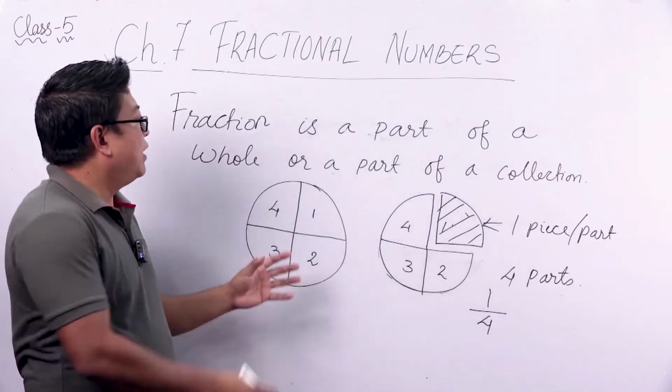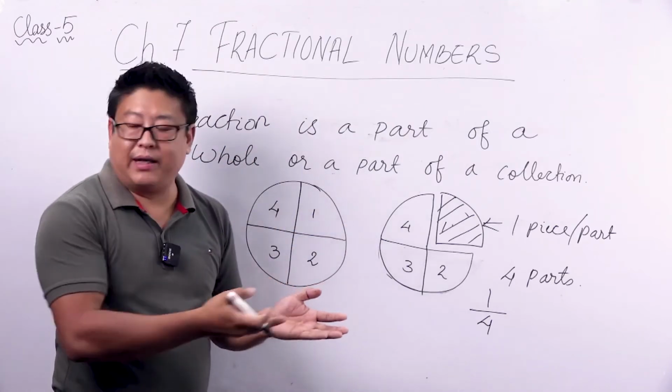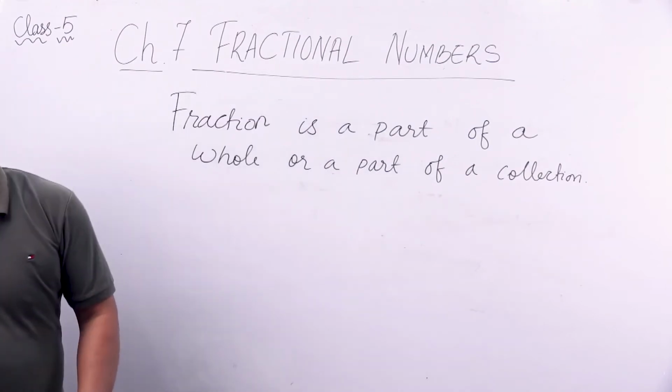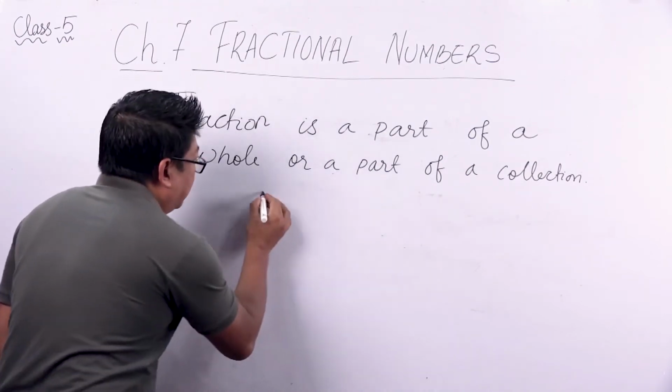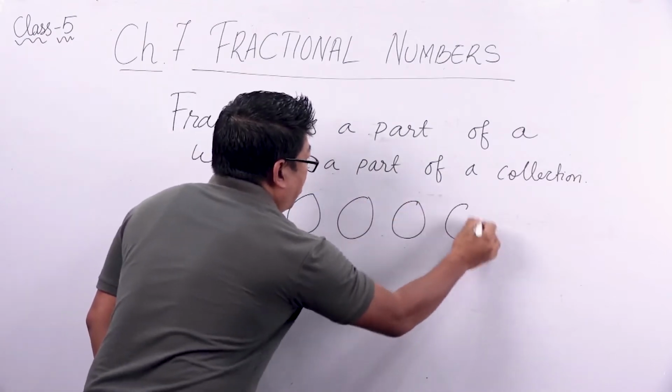So this is about fraction of a whole. Whole means the whole circle, right? Now let's look at the next example. So in the next example, I'm going to draw 10 balls here.